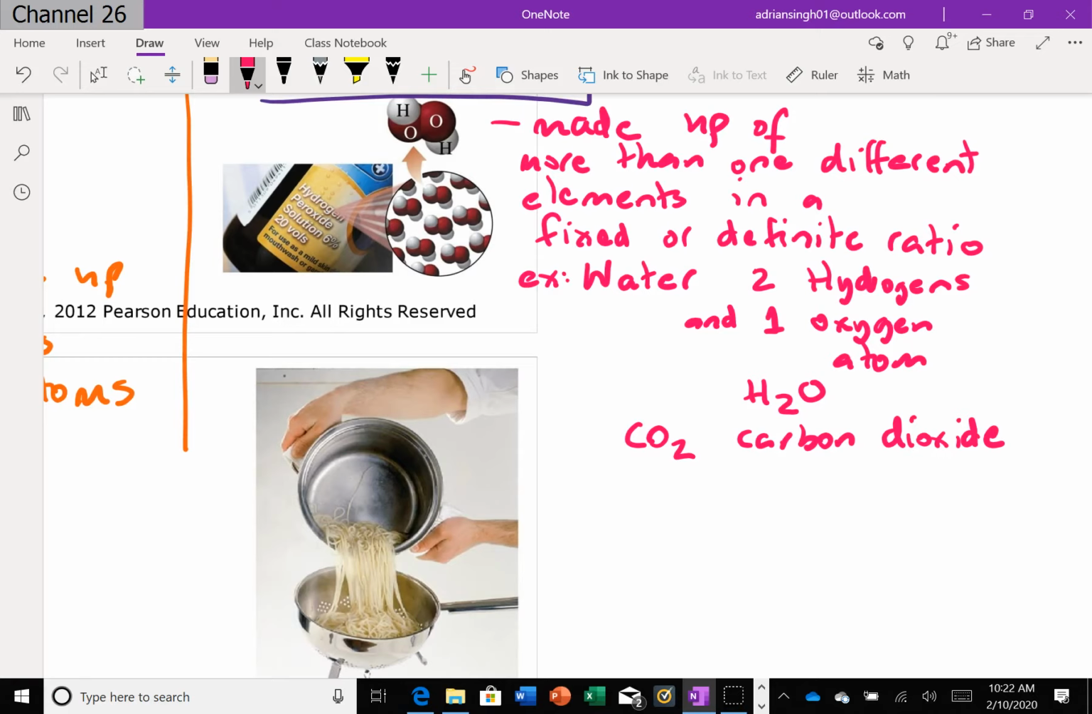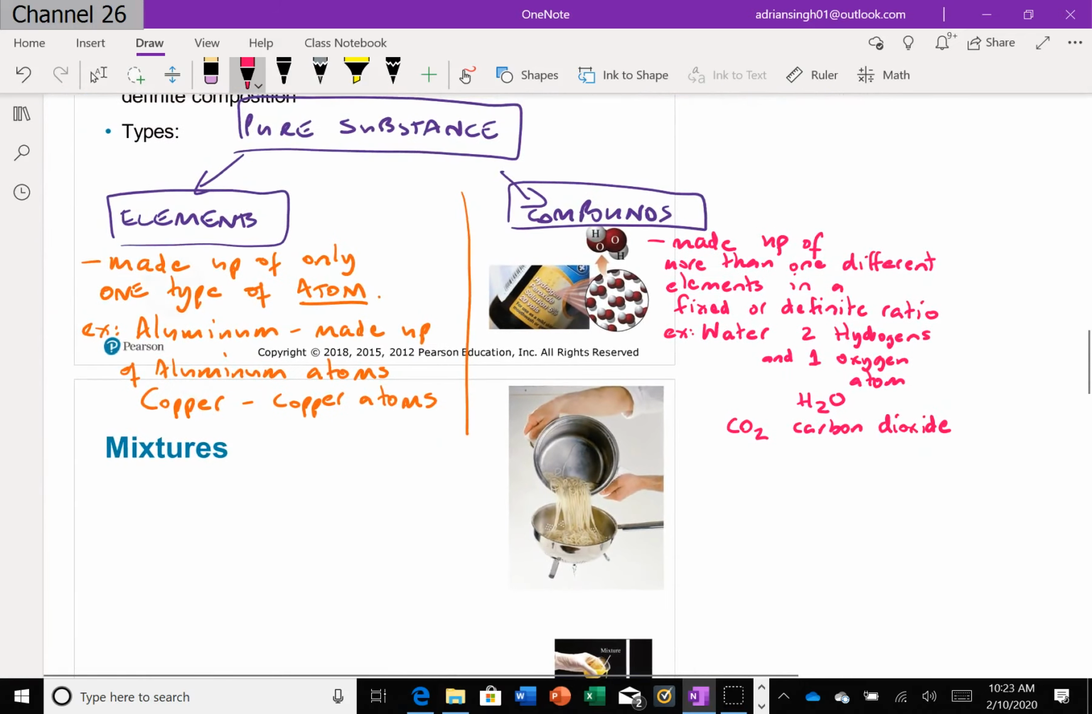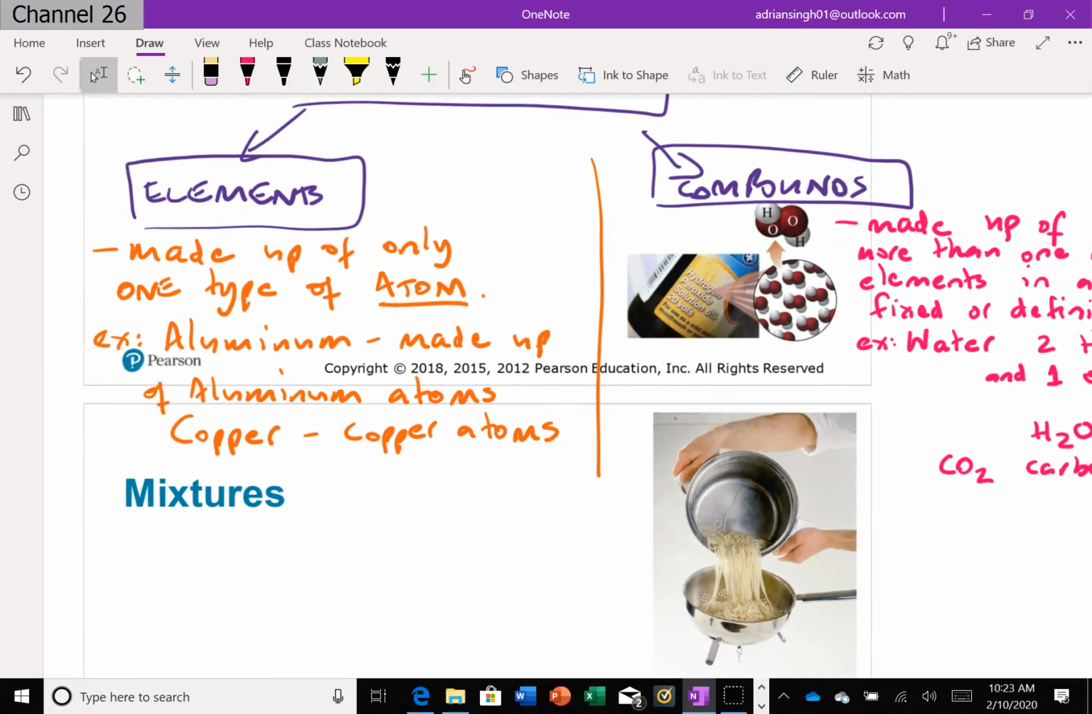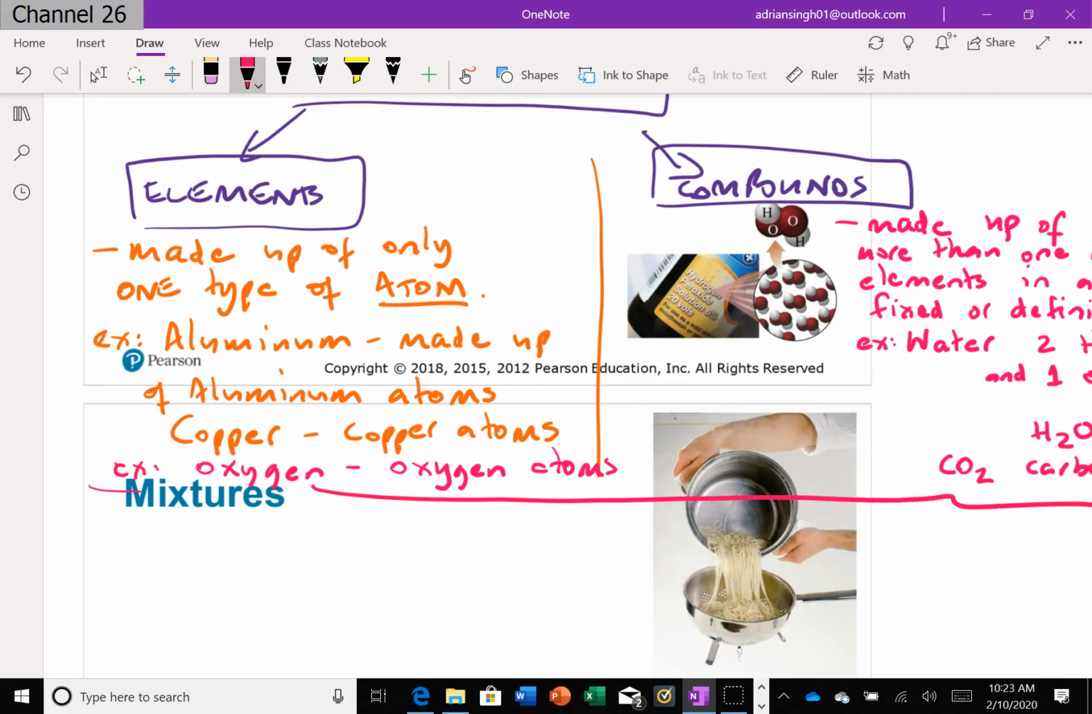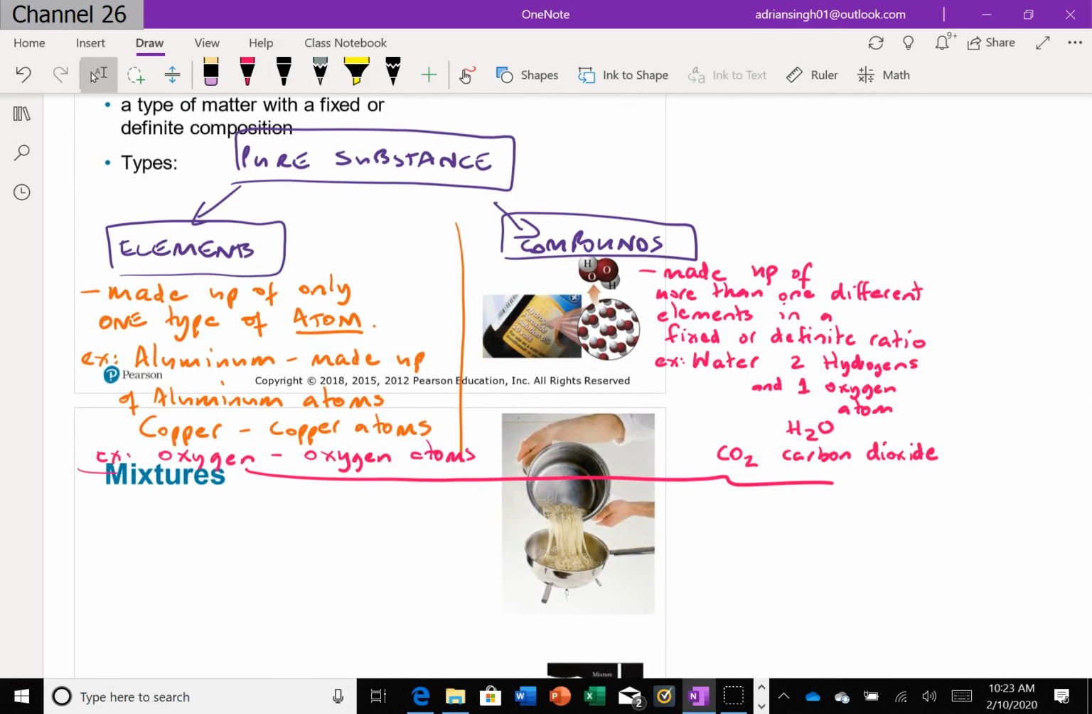Your elements are made up of the same atom, only one type of atom, right? So the aluminum or copper, and then I'll just give you another example. Oxygen that you're breathing in right now would be an example of an element. This is made up of oxygen atoms. All right, so those are your two categories of pure substances, elements or compounds.